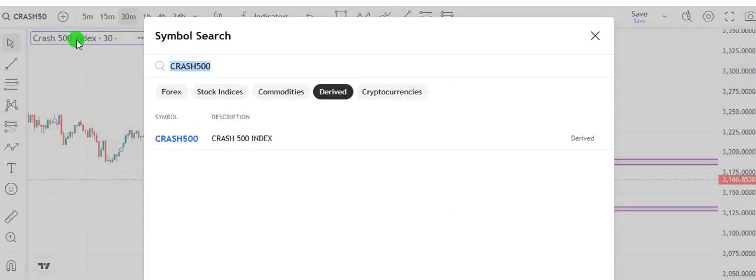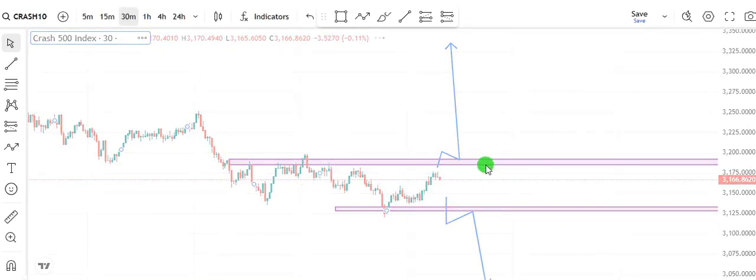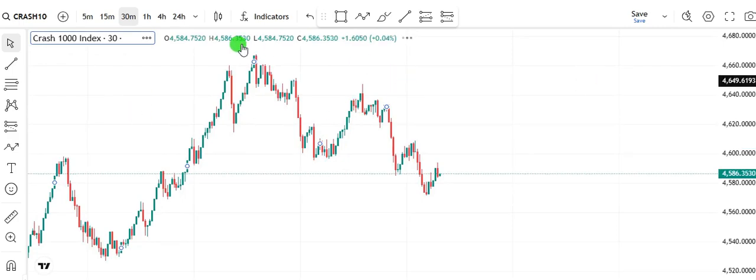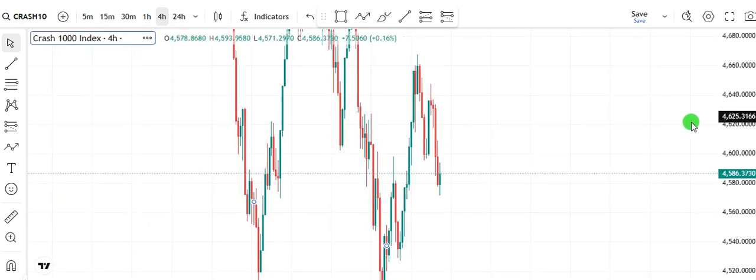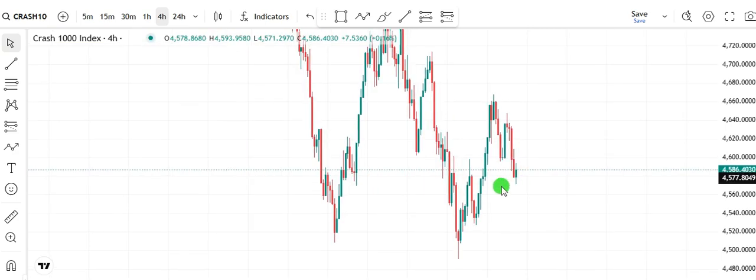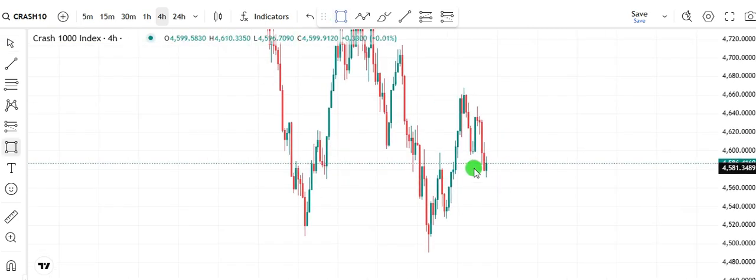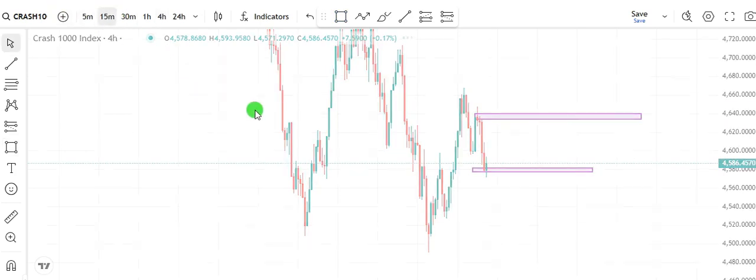It's going to be Crash 1000. Okay, so here's Crash 1000. Let's mark our recent high and recent low from the H4. I'm sure you can already see the most recent low is around here. Here is the most recent low, and this is the high we'll be paying close attention to. So let's go to the 15 minutes chart to see what is likely to happen in between these zones.